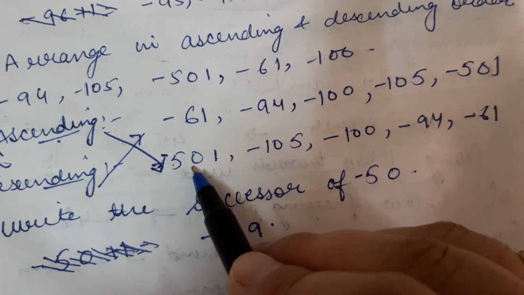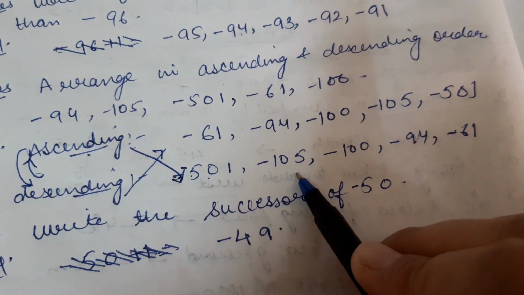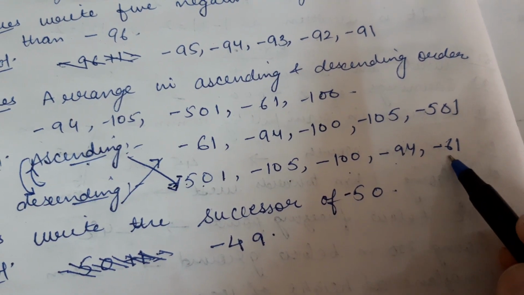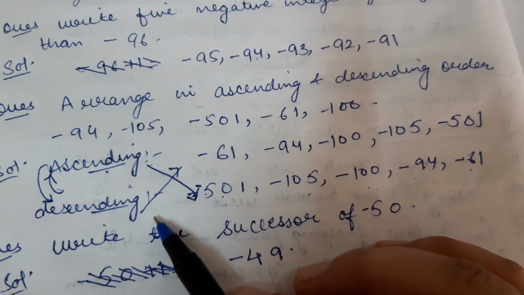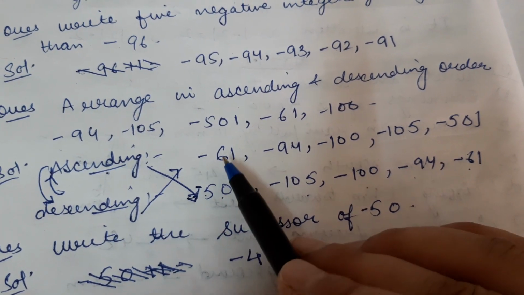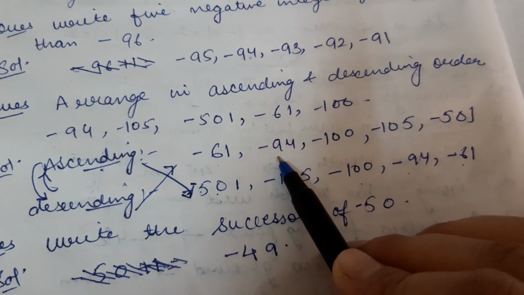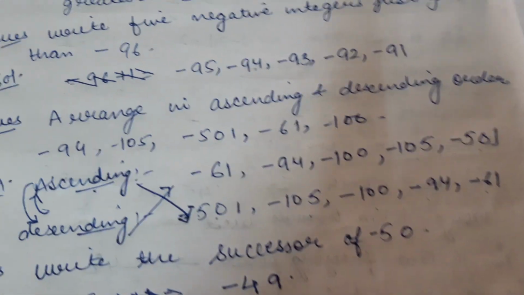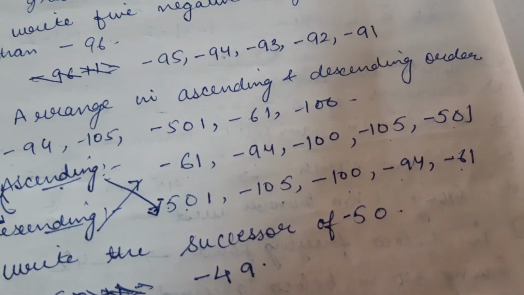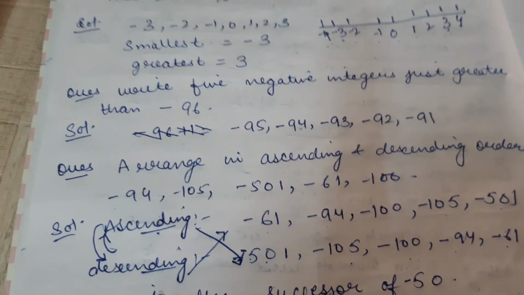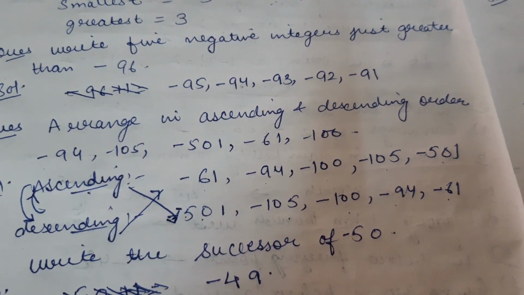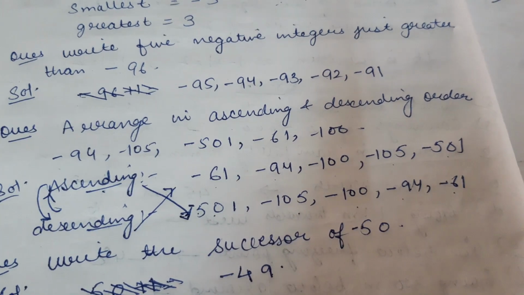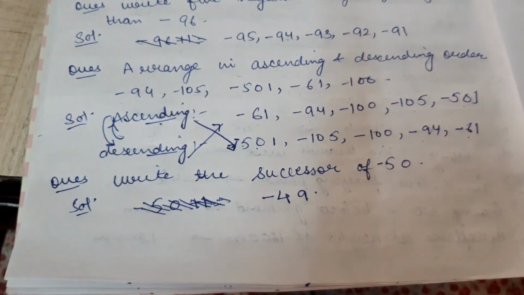Smallest is minus 501, then we have minus 105, then minus 100, then minus 94, and the bigger among them is minus 61. Descending means when we start from the largest number, that is minus 61, minus 94, minus 100, minus 105, minus 501. So from these examples you come to know in negative integers, the number with the higher magnitude is smaller and the number with a smaller magnitude is the largest.